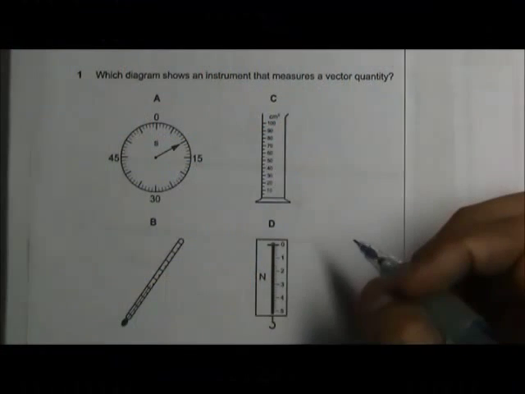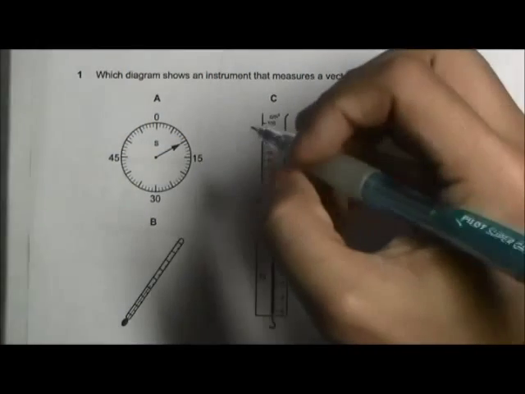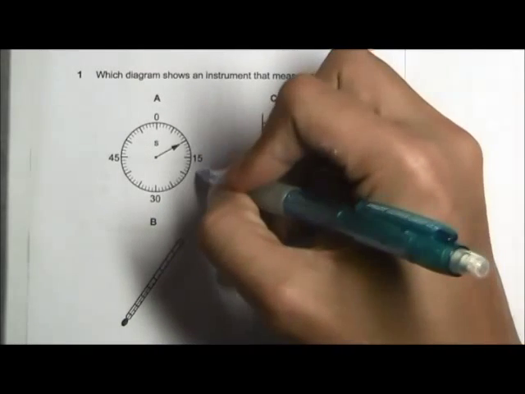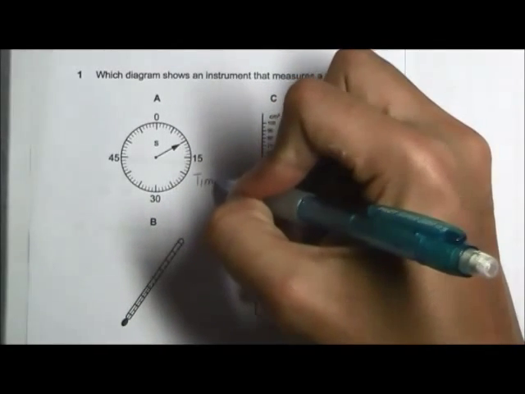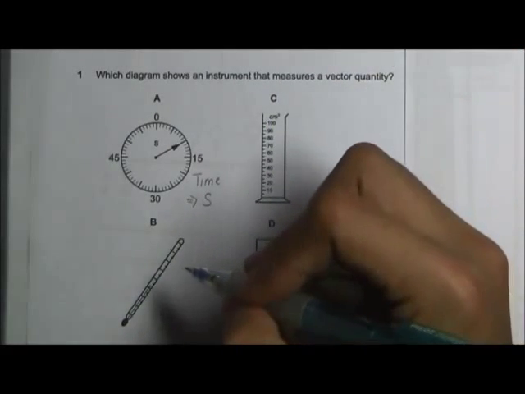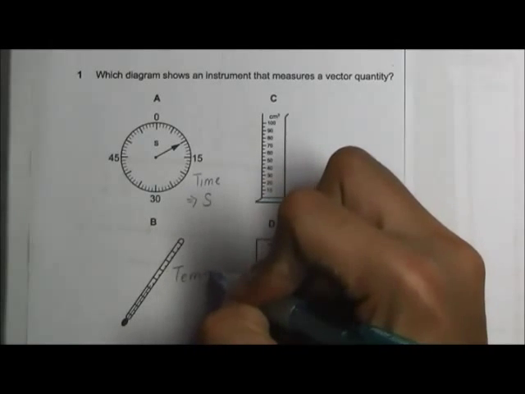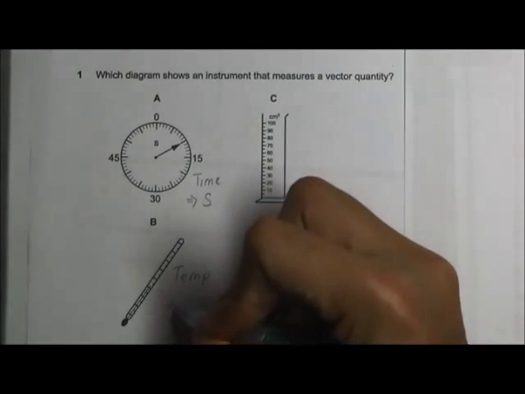Okay, to answer this question, we have to look at the quantity that each instrument measures. This is a stopwatch, so it measures time, and time is a scalar. Option B, this is a thermometer, so it measures temperature, and temperature is also a scalar.